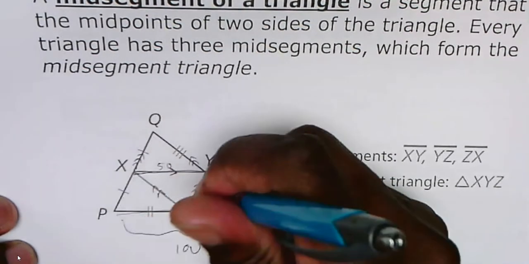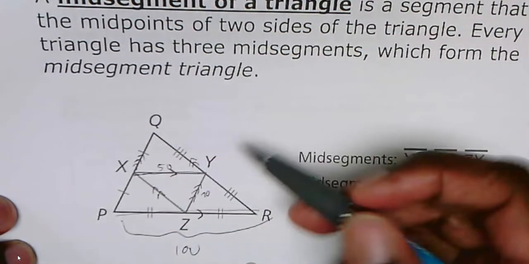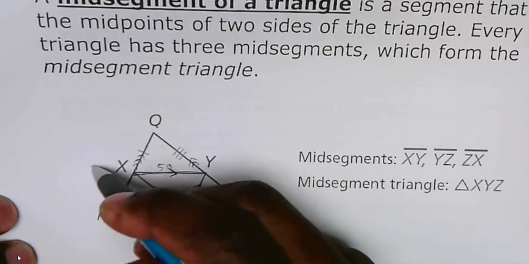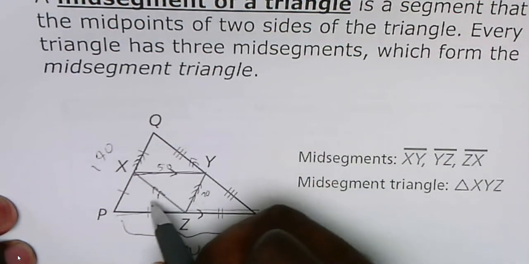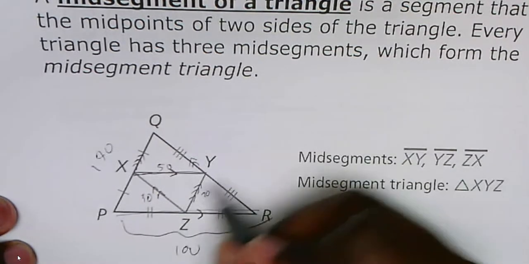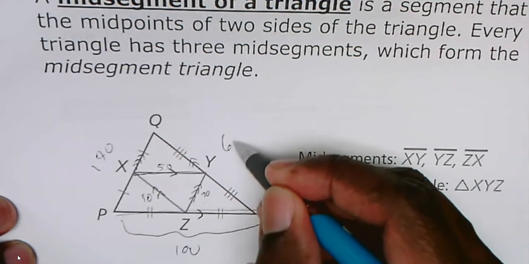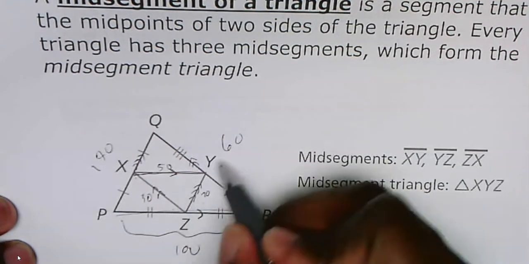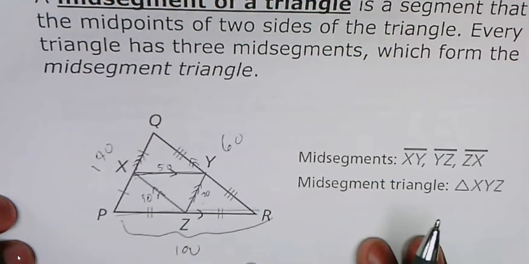If I knew, say, this side was 70, I know the side it's opposite of has to be 140, and these are side lengths. Or if I knew this side had to be 30, the side opposite of it, the one it's parallel to, would have to be 60, because the midsegment is half the length of the side it's parallel to. Alright, so it's nice to know.